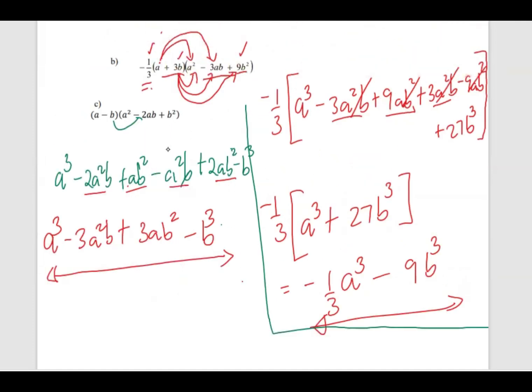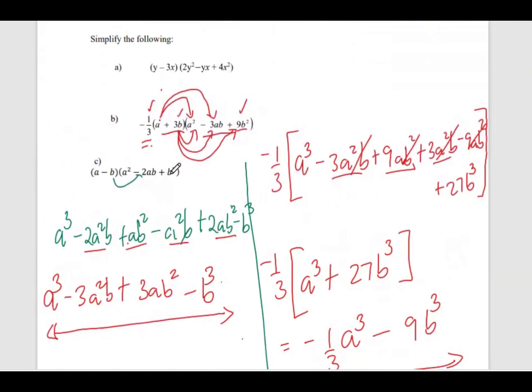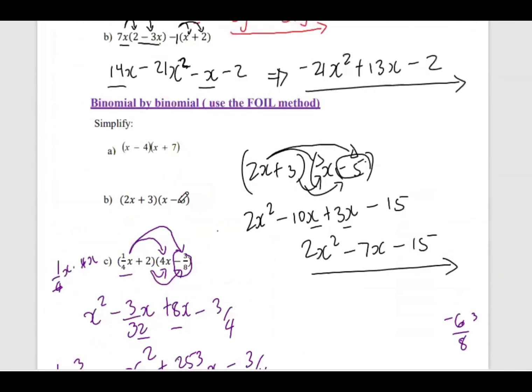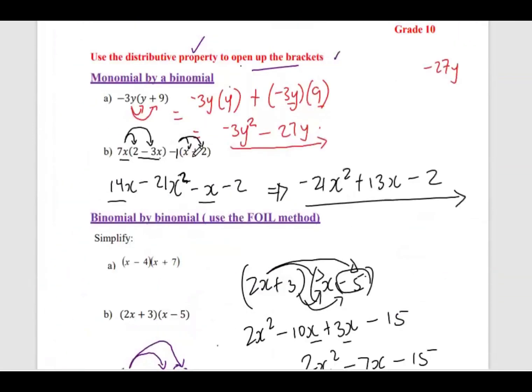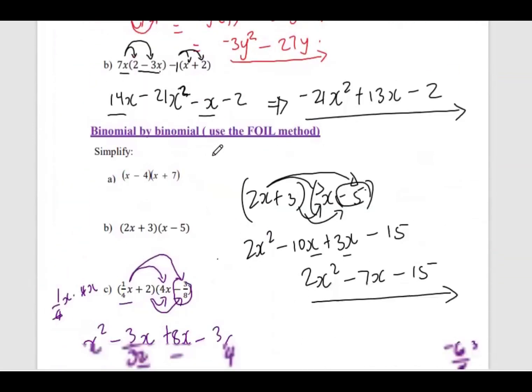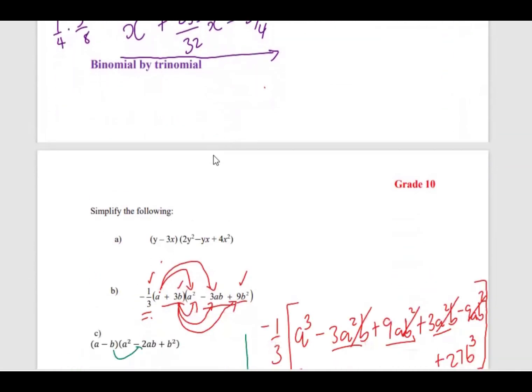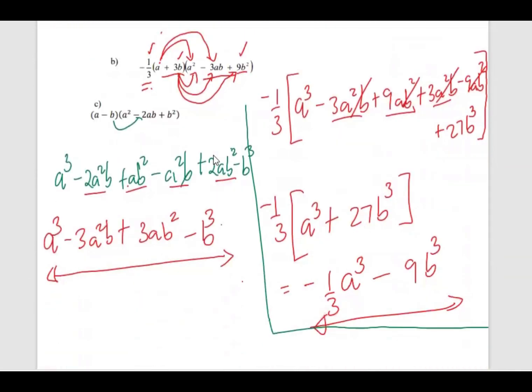All right, so that is how the products can be obtained. Remember, we had the monomial and the bi, or a monomial and the tri, then we had the binomial and the binomial, and then also a binomial by a trinomial.